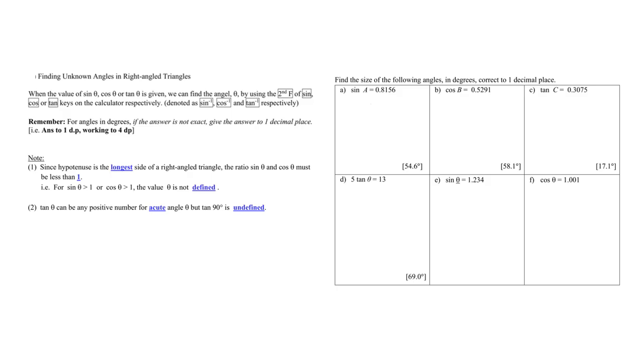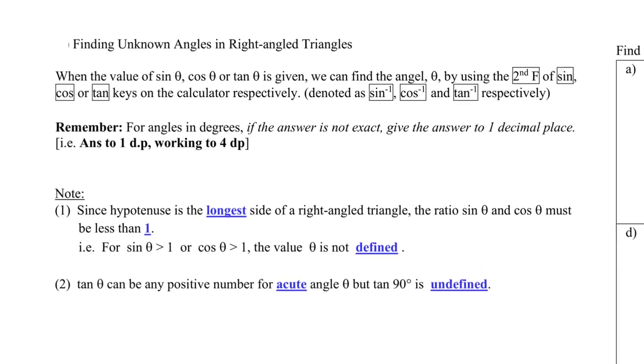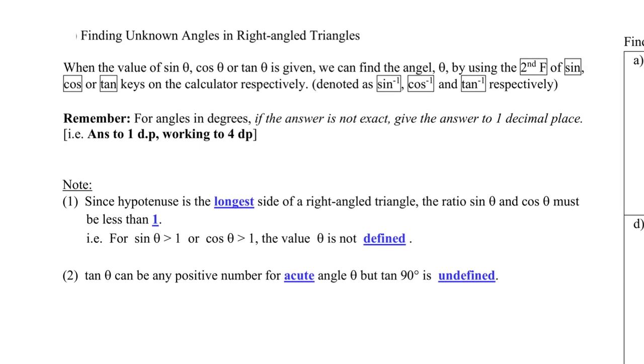Hello everyone, welcome to this video where we are going to find the unknown angles in right angle triangles when given the ratio, using the calculator. So for the calculator, to find the angle when given the ratio, we can find this angle by using the second function, the inverse key of sine, cosine, and tangent.